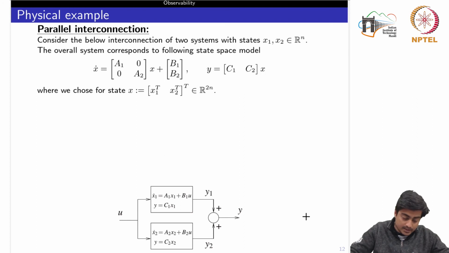We can see one example. Let's talk about the parallel interconnection. This is one system, let's call it system 1, and this is system 2, and we are supplying a common input to both systems and taking the output as the summation y1 plus y2. You can represent this parallel interconnection by using this combined state space equation, where x is x1 and x2, A1 and A2 would be the diagonal elements, and B1, B2, and this would be u, which is missing, and y is equal to C1 C2 times x.